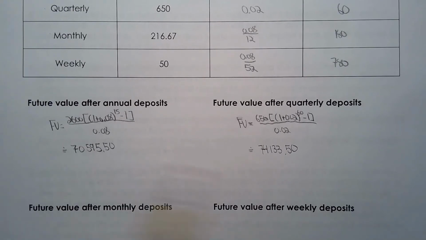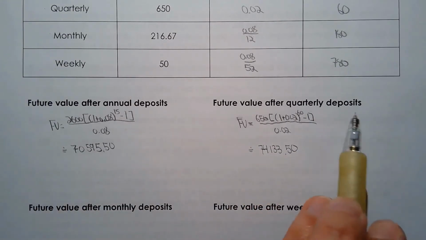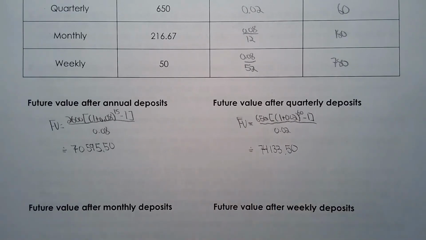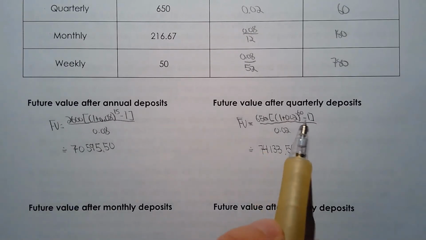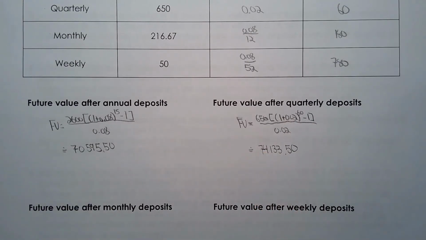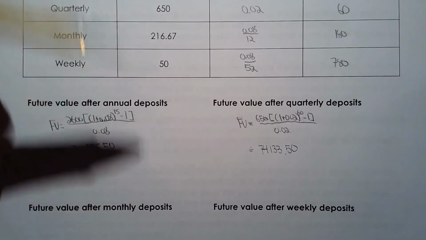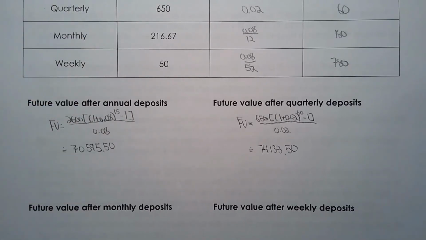Which one's better? Of course, if you make quarterly deposits, you'll have $74,133.50, which is obviously greater than $70,595. But why is that the case? Well, it's because if you deposit your money more frequently, you're giving the money chances to grow, right? If you wait till the very end of the year, you just wasted a lot of time. Why are we waiting a whole year? Because that time lost is time lost in terms of growth of your money. And that's why you end up with a lesser future value if you make annual deposits as opposed to quarterly deposits.